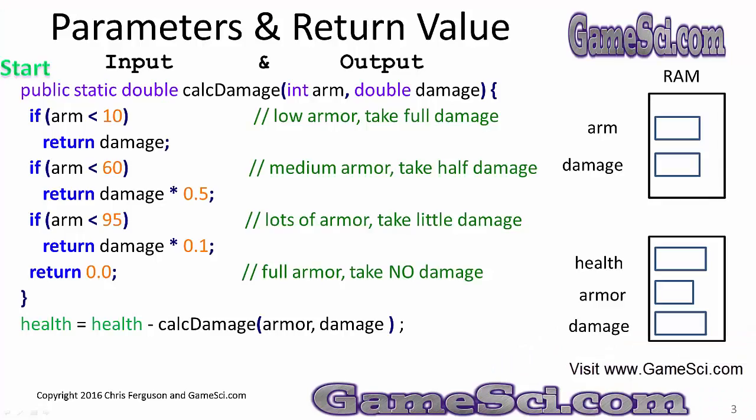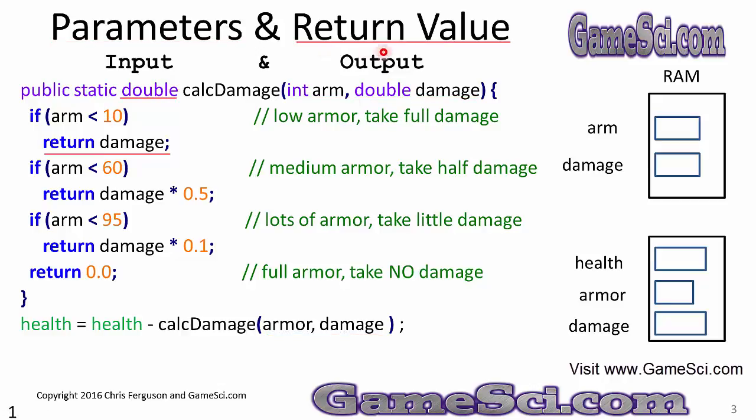Gamesci.com. Parameters and return values. Methods get input. The input to the methods are called parameters. There's a reason why I put the word input exactly below the word parameter. Parameters are input to the methods, values sent to the method so it can do its job.